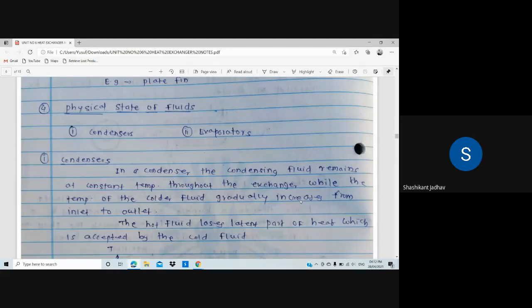Which is accepted by the cold fluid. Okay, so this is about the condenser.